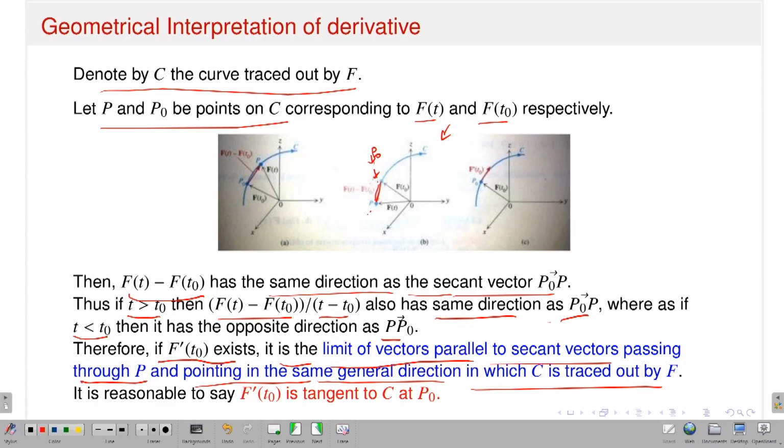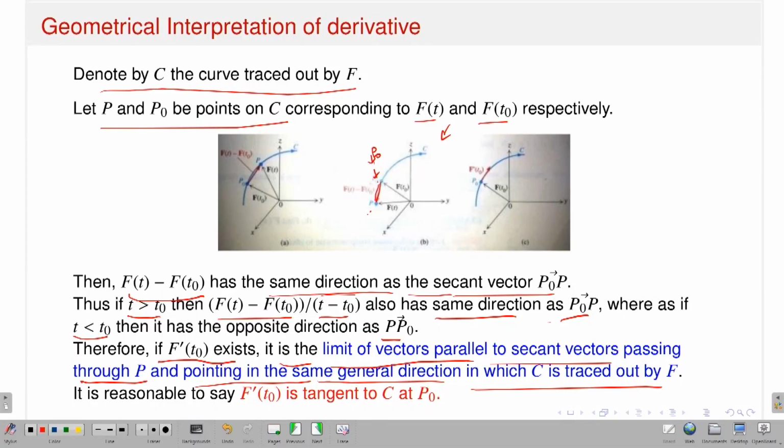I have a vector p naught fixed, because I want to talk about the differentiability of f at the point t naught. So you take the point f(t naught), that is p naught. Consider any other point t. Let its image be f(t), which is p. So you have the vectors p naught and p.